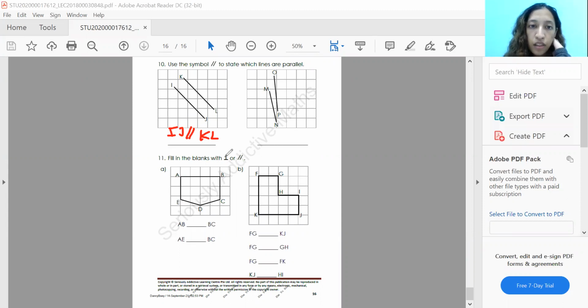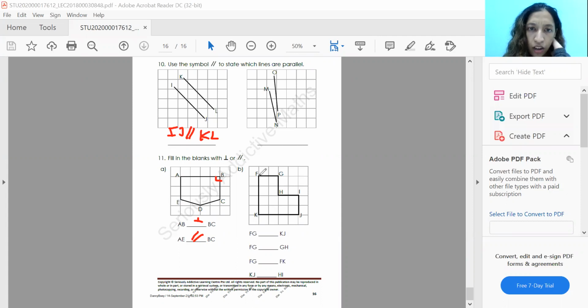And then fill in the blanks with this perpendicular symbol or parallel symbol. So let us see AB and BC. As you can see, AB and BC, they meet, right? And they do form a right angle. So they are perpendicular. So AB is perpendicular to BC. And then let's look at AE and BC. Straight lines that do not meet. They're the same distance apart. So yes, they are parallel to each other. I hope all of you got that.